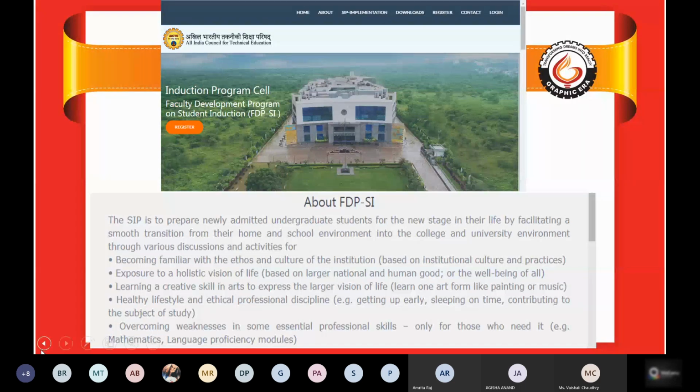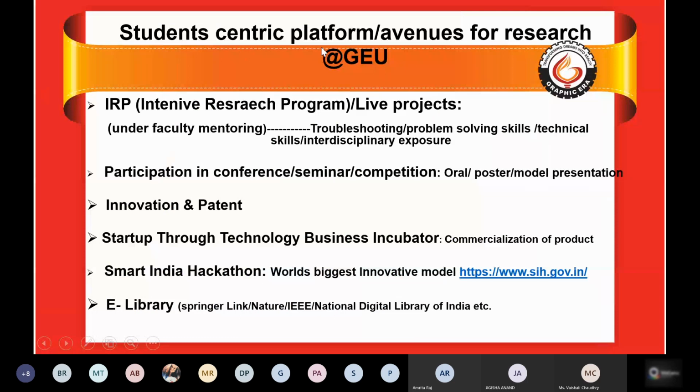So this is the platform where you can improve your skills. You can leverage your skills for the department. Okay, so the student-centric platform or avenues for research at Graphic Era University. The very first is I've taken intensive research program. In our university, we have an IRP cell where the intensive research program is organized. We also call it live projects.